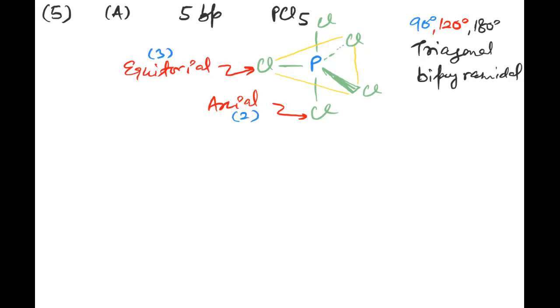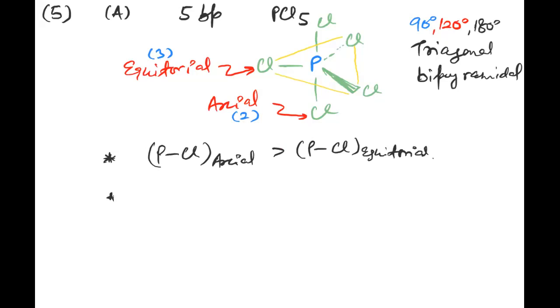So in total we have 5 bond pair of electron in PCl5, with 90 degree, 120 degree, 180 degree, and the geometry is known as trigonal bipyramidal geometry. So here we have 3 equatorial bonds and 2 axial bonds. The thing you can remember is, as far as bond length is concerned, the PCl axial bond is found to be longer than PCl equatorial.